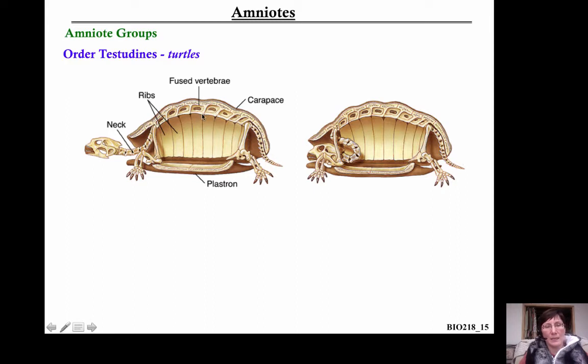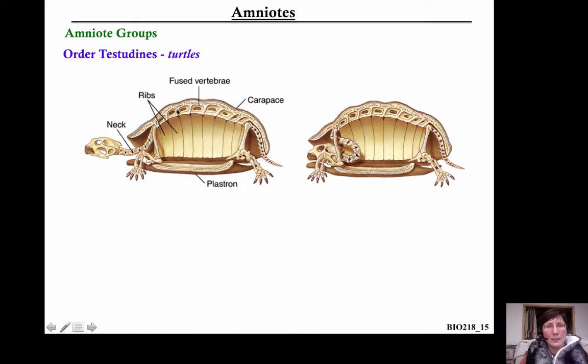Now, ours are attached to the vertebral column as well, but in the case of turtles, their vertebrae in their back are also all fused together, so they have no movement that they're capable of in their backs. So this is a very unusual and unique characteristic about turtles, and it's combined with several other things.